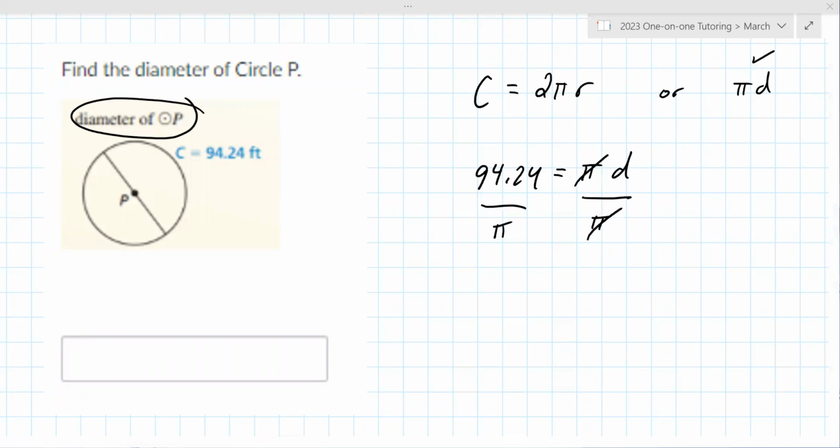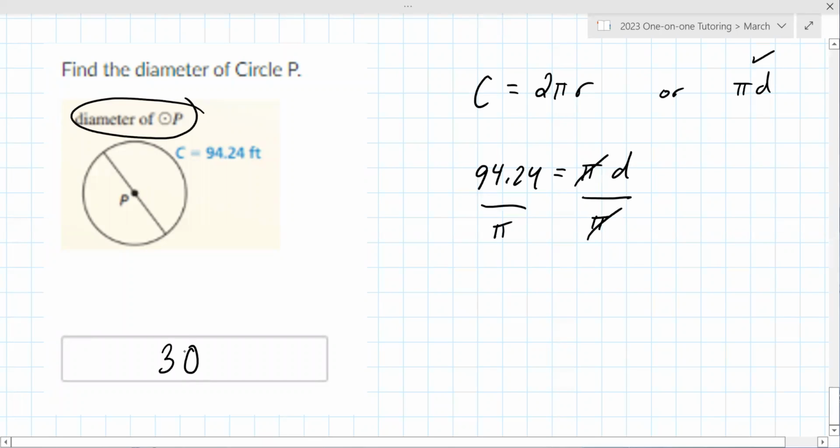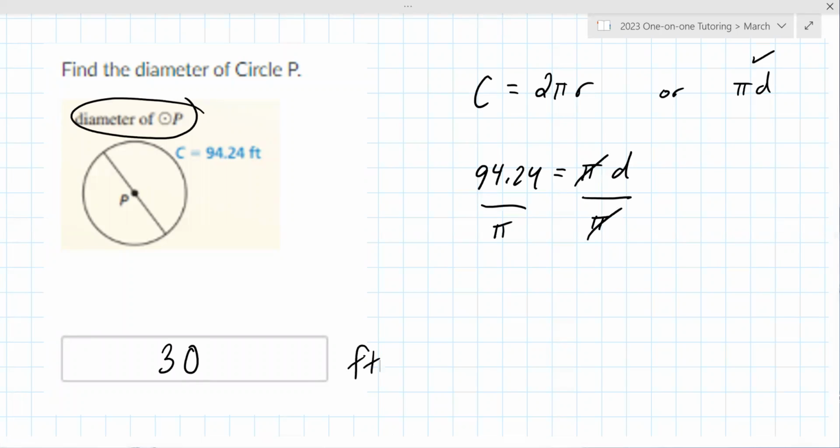And that will be 94.24 divided by pi. It's really close to 30, so we'll probably just go with that for this. And then feet. I know it probably says not to put the units in, but it is important.